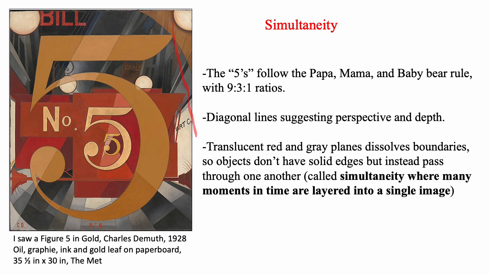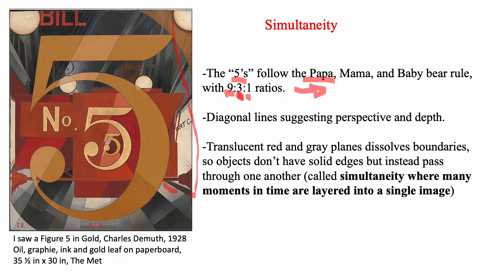This image by Demuth shows a train rushing down the tracks. And the most obvious part are the fives, which follow the Papa, Mama, and Baby Bear rule. In other words, one's very large at 9 units. The mama is not in between the 2 units. She's only 3 units, and the baby is 1 unit. And this ratio of 9:3:1 suggests a train zipping down the tracks in a split second.